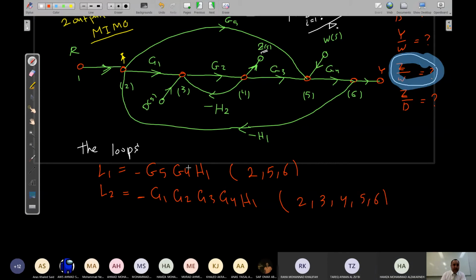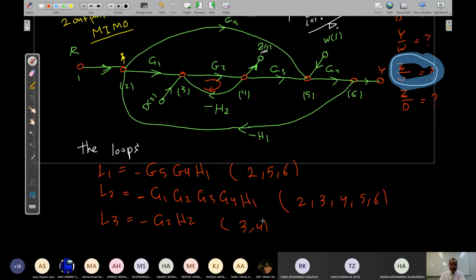Yes. Now, another thing, you told me that we have 3 loops. The third one, where is it? Minus H2, G2. Do you see it? The small one. Yes. Okay, so here I'm having L3, which consists of G2, H2, and don't forget about the minus. And this one will link nodes 3 and 4.